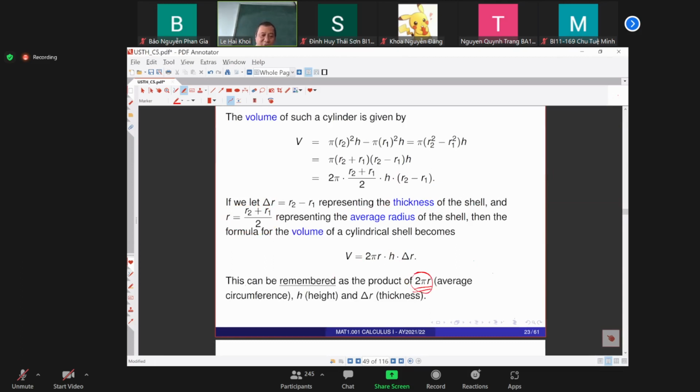Nhớ nhé, chu vi trong tiếng Anh người ta dùng là circumference. Circumference of a circle. Chứ người ta không dùng perimeter, no. Not perimeter. Perimeter là dùng cho đa giác. Thế còn đây là circumference of a circle. h is height and delta R is thickness. This is the formula for the volume using cylindrical shell.